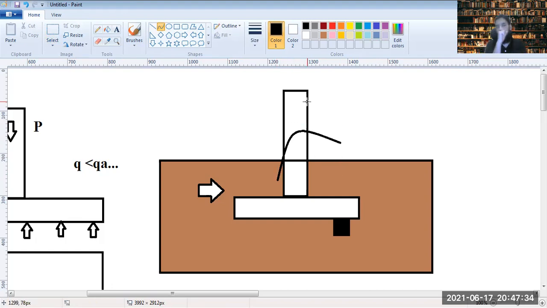Now that toppling action would naturally happen if, for example, there is nothing here. Just for simplicity's sake, I'm just cutting this portion out. There is nothing out there, so it could just topple over. Why? Because there is no balancing stability force on the other side. So in footings, we have to take this into consideration, that we avoid the sliding as well as the overturning of the footing.